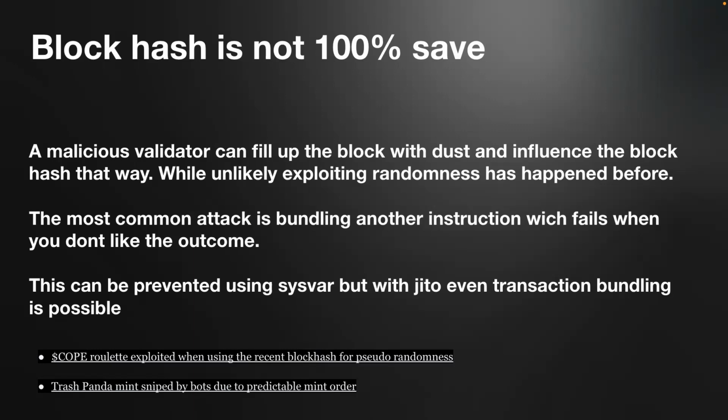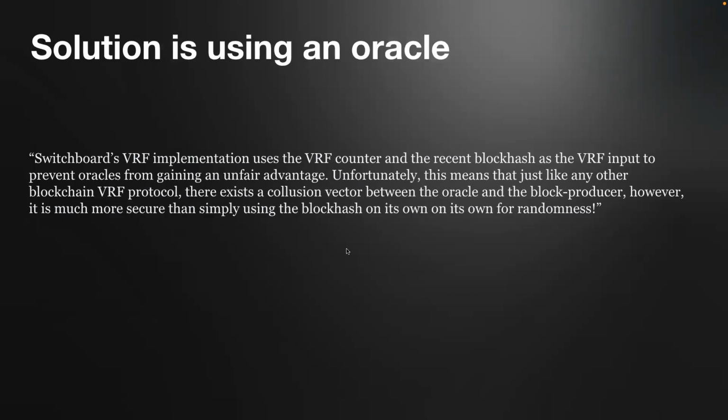And this you can solve quite easily in the program by checking that there are no other instructions in the transaction by using the sysvars. But even that can then be cheated, which I recently learned, because Jito, like the second validator client, offers a thing called transaction bundling. And this makes it possible that you can have a transaction fail if another transaction doesn't want it to succeed. So yeah, randomness is very difficult, and the proper solution is actually to use an oracle.